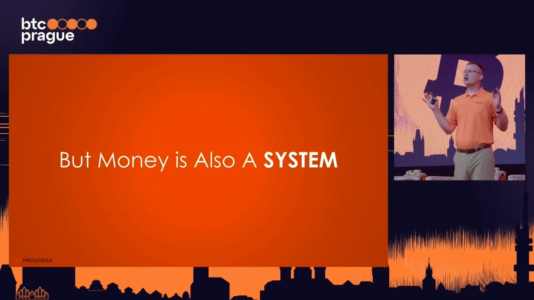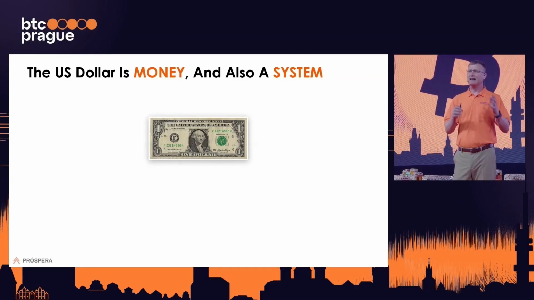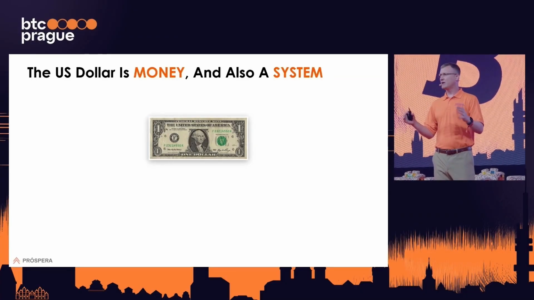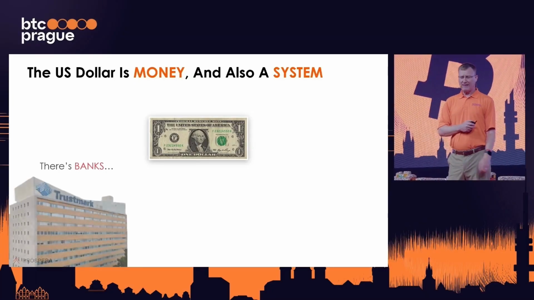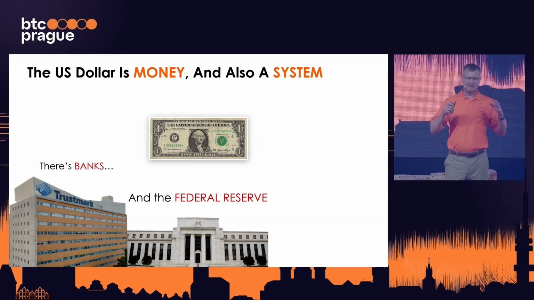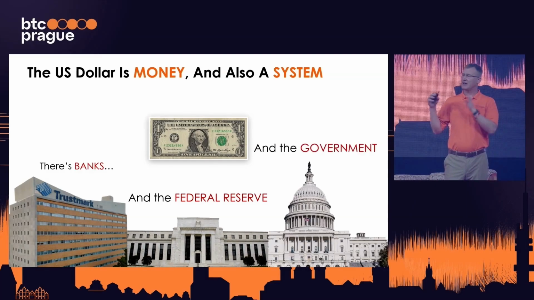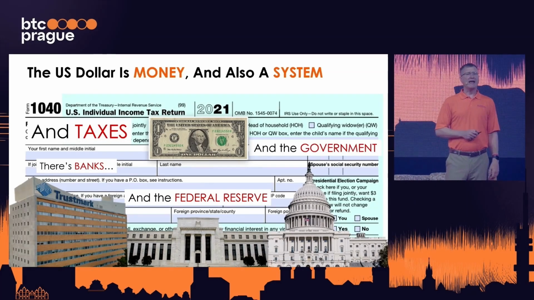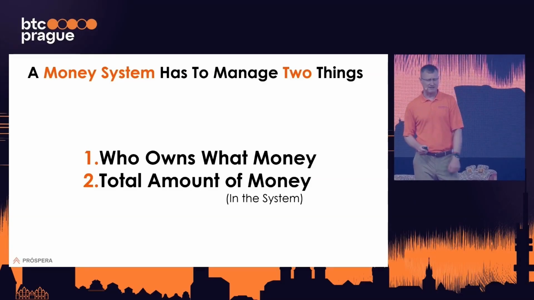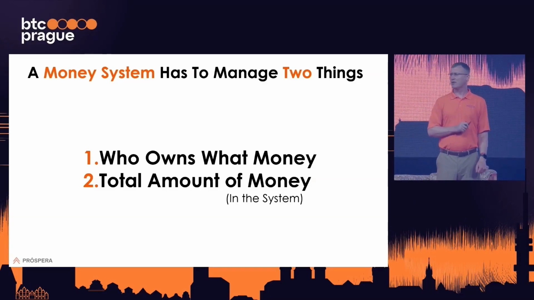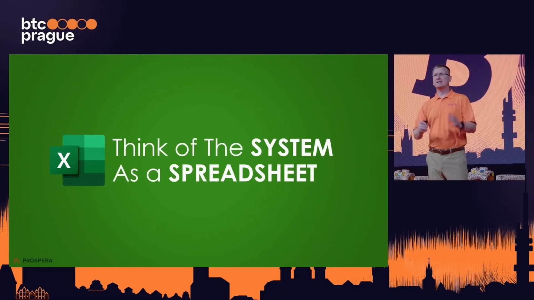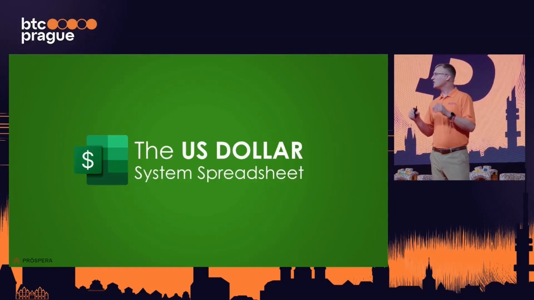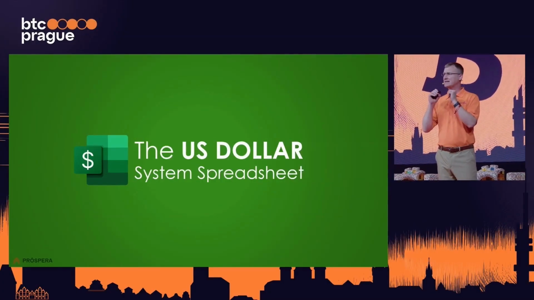But money is also a system. The US dollar is money, but it is also a system we call a monetary system. And that system is composed of banks, a central bank we call the Federal Reserve, the government, and of course taxes. And a money system, which we call a monetary system, has to do two very important things. It has to keep track of who has what money and the total amount of money that is in that system. Think of a money system as a spreadsheet, and we're going to look at the US dollar money system.